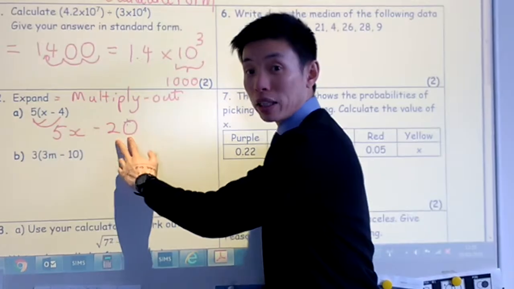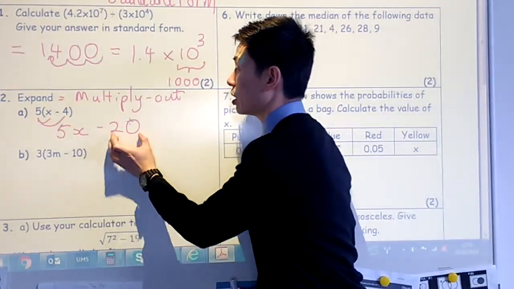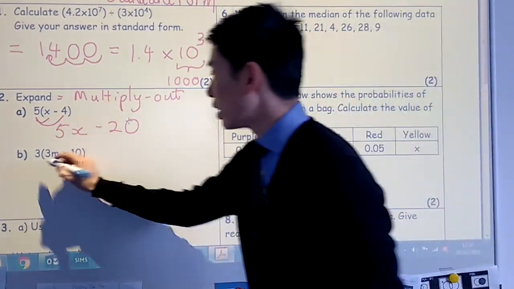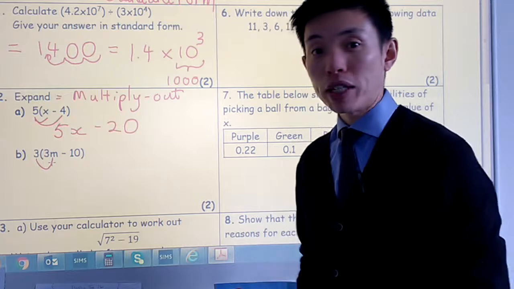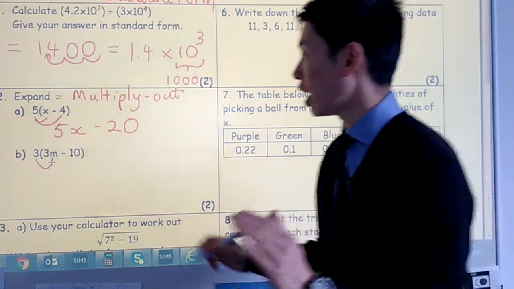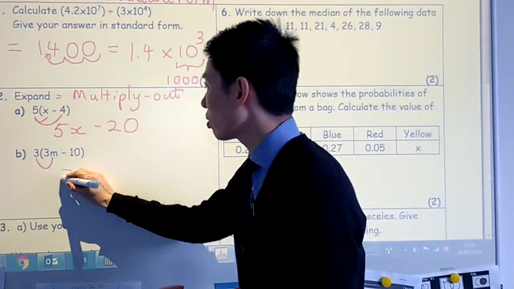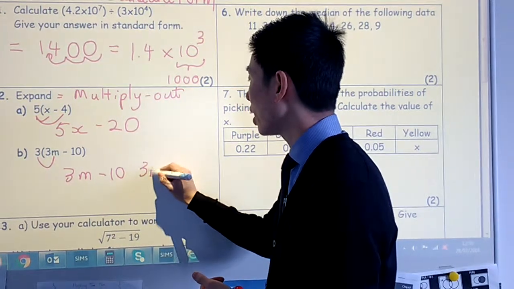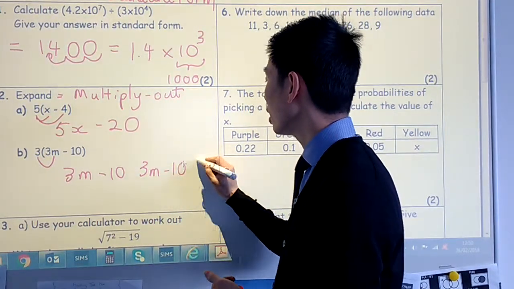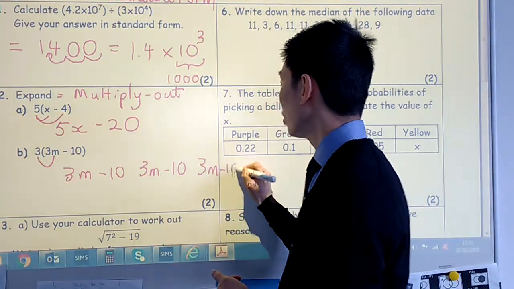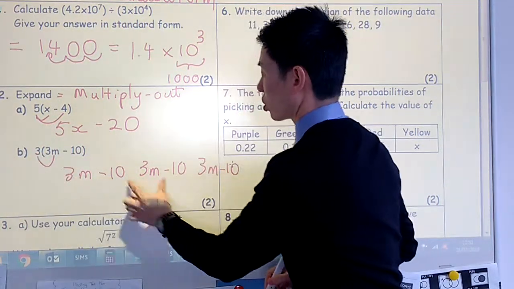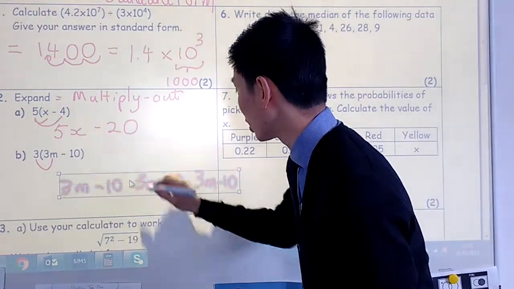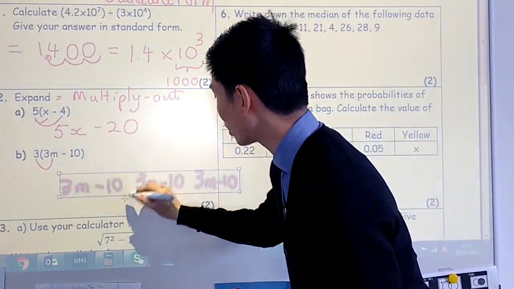5x cannot take away 20, because this is a number, it hasn't got a letter x, so you can't do any more. And this one, 3 lots of 3m minus 10. Now I'm going to do it differently this time. I'm going to write down 3m minus 10, another 3m minus 10, another 3m minus 10, because there are 3 lots of them. And the total is what it's asking, so you have to add them up.